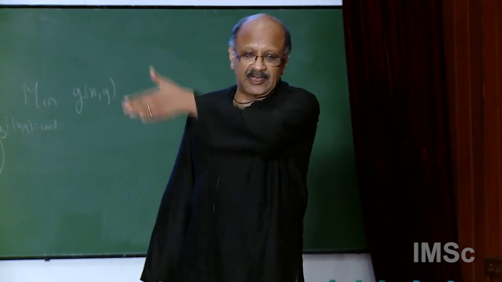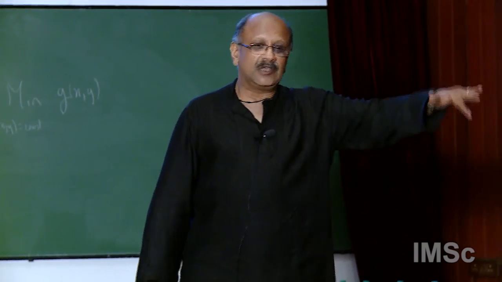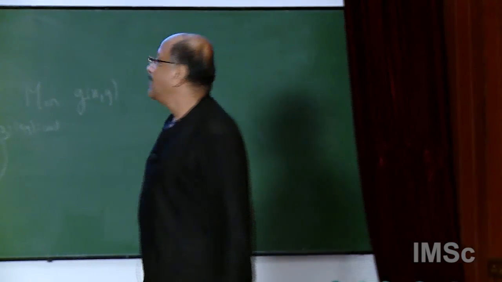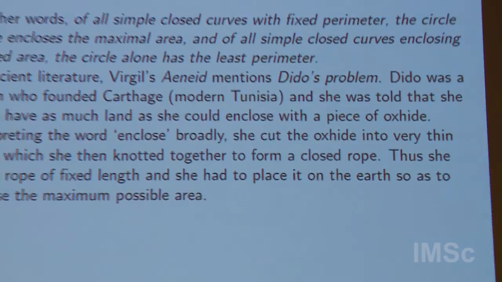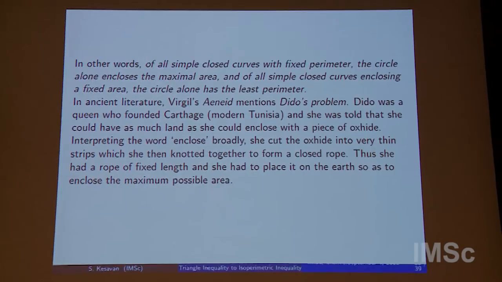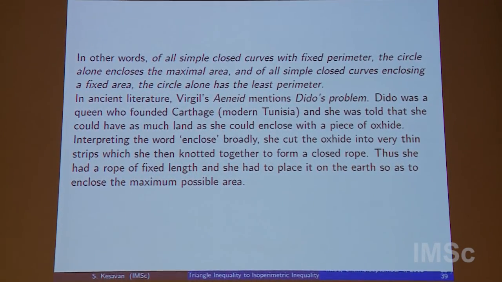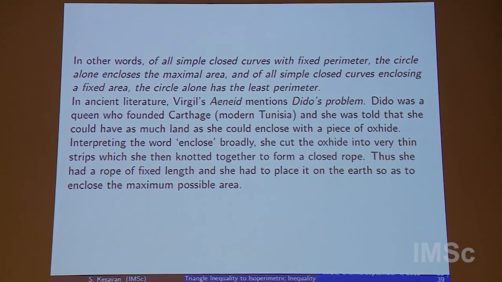Of course, she did it on the seashore, so she had to put it in a semicircle because she had the sea on one side. So this is called Dido's problem, as it appears in Virgil's Aeneid. And this is the first known instance of an isoperimetric problem, or shape optimization problem, in history.